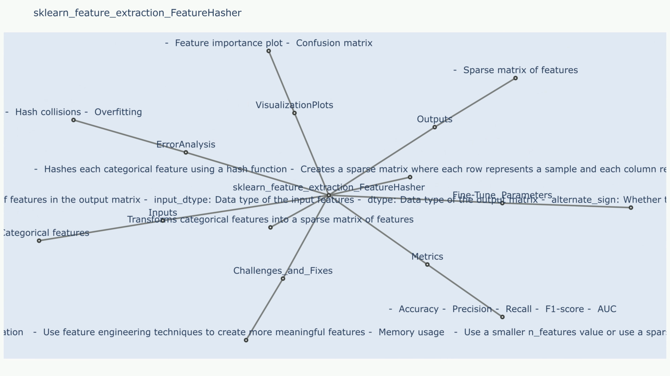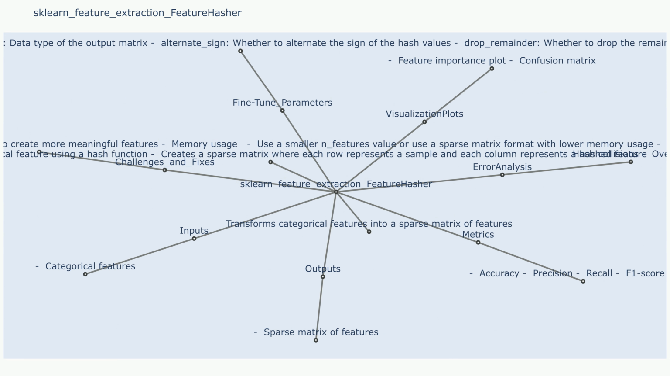Expanding the hash space by increasing n_features reduces the probability of collisions. Ensemble hashing: using multiple hashes with different functions can help mitigate collisions.